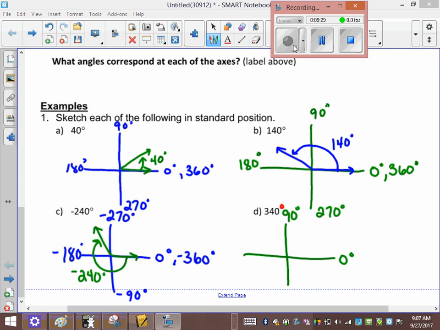And then 340 is in the positive. So I start here, and then I go about 20 less than 360. That might not be 20. That might be an underestimation. 340. And if you draw a full circle, it's 360, so it makes sense, right?